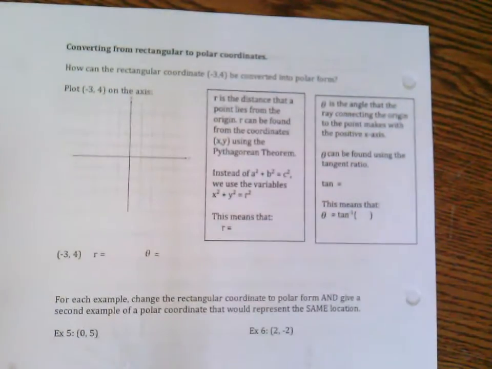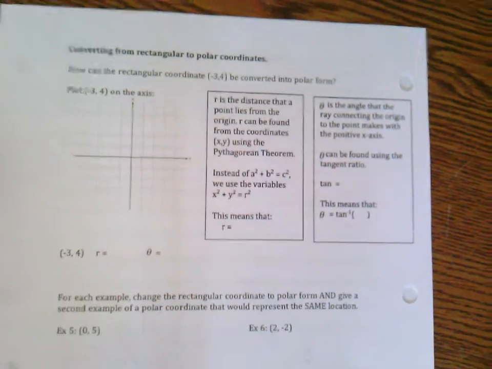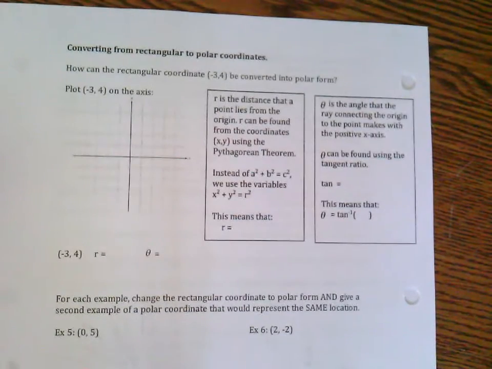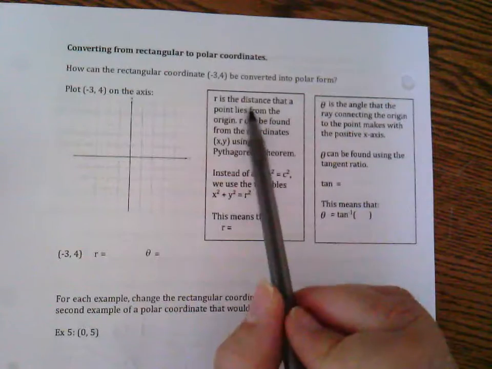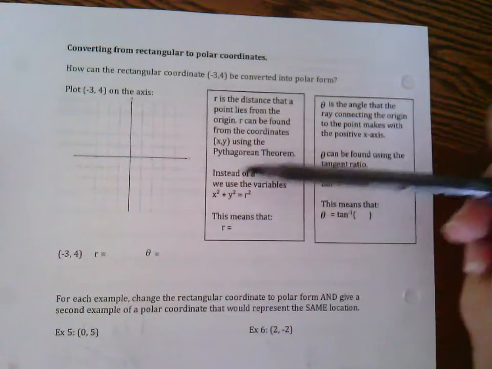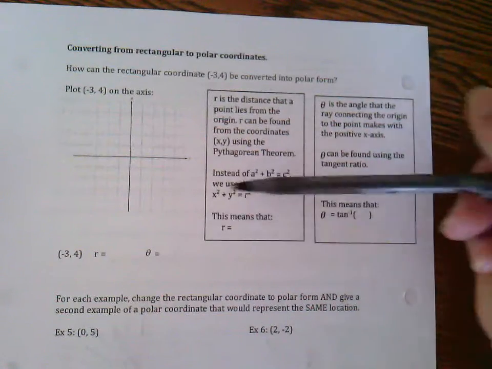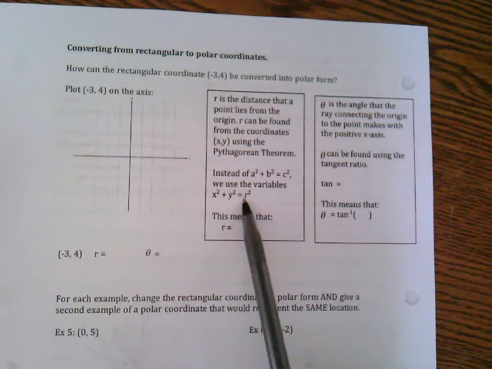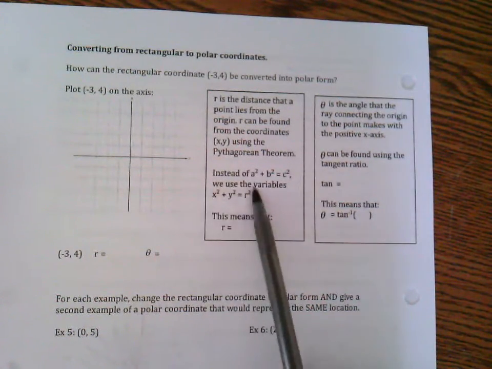Between polar and rectangular coordinates, you really need the Pythagorean theorem. That's all you're doing to find the r value. So here's what you're going to do. r is the distance from the origin, so we're going to use the Pythagorean theorem to calculate r. Notice x squared plus y squared equals r squared.